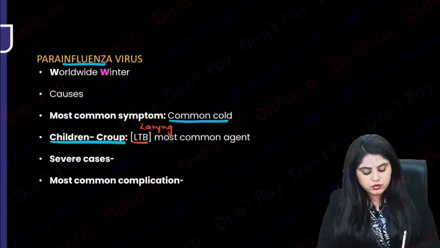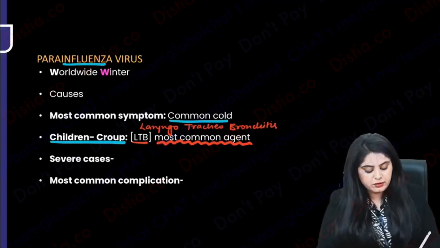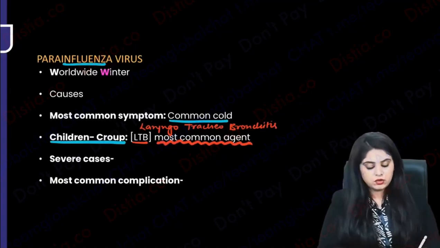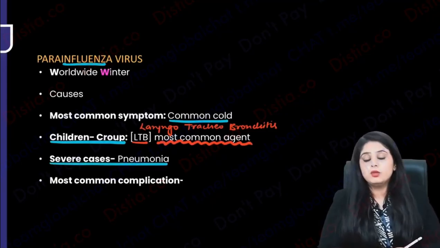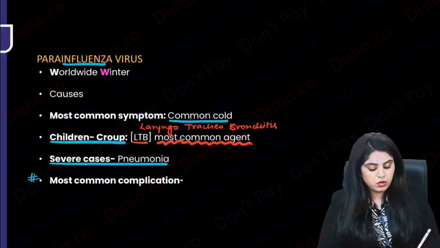Laryngotracheobronchitis. I'm sure you've read about this in your ENT lectures. The most common agent is going to be parainfluenza. That is something it causes in the beginning, but in severe cases, it can lead to pneumonia also. But if you ask me what the most common complication is, that is going to be otitis media.